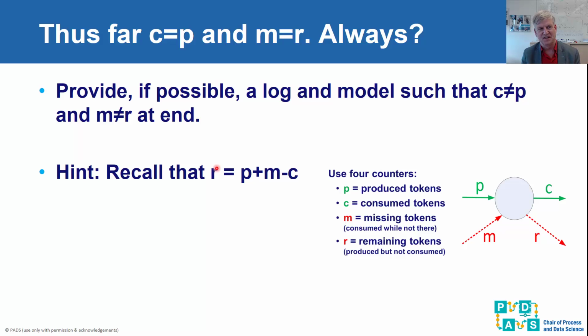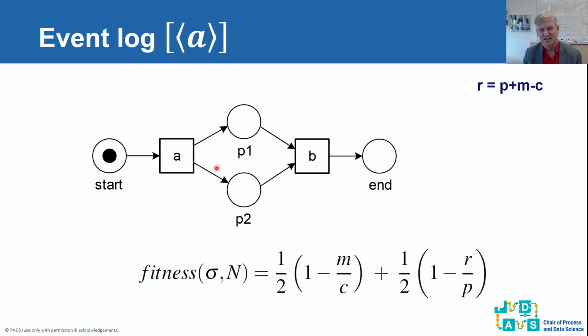But this does not say that C should be equal to P and R should be equal to M. Is this always like that? Is that another invariant that I forgot to tell you about? And the answer is no. It's actually purely by coincidence in my examples that these numbers were always the same.